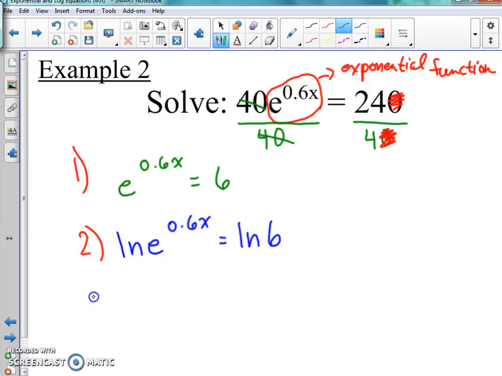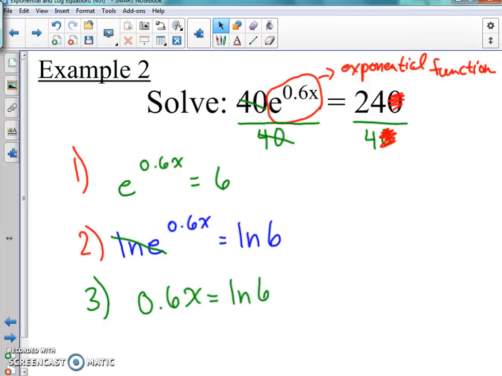Alright, so after we isolate and we natural log, we said we need to simplify it. So here we know natural log and e, there's an e there. So we know natural log and e cancel each other out completely, so it shouldn't be any work there at all. So we know that's gone. So the only thing we should have is 0.6x equals natural log 6.